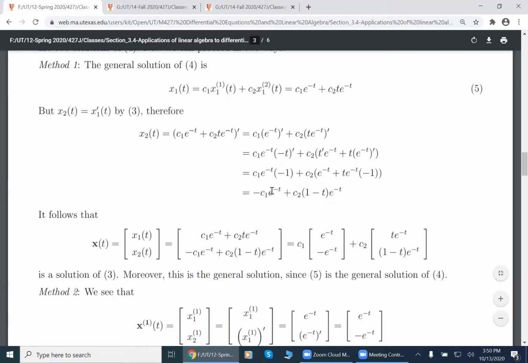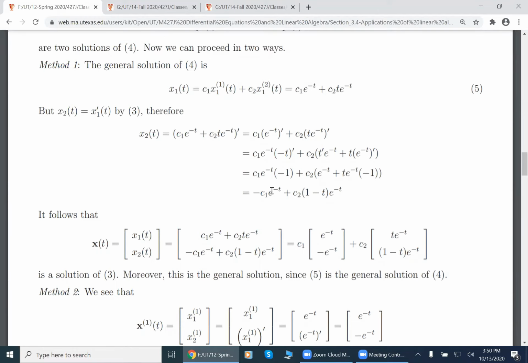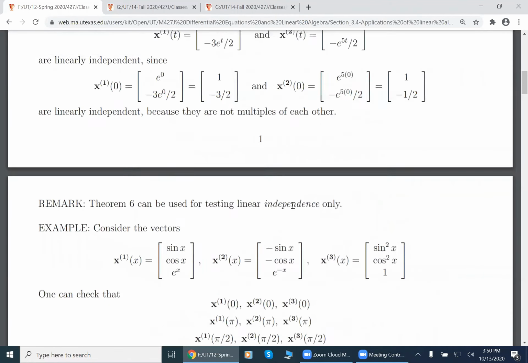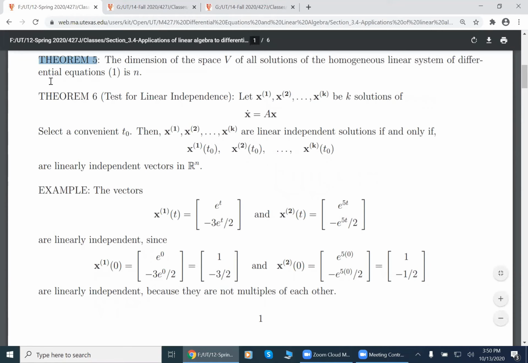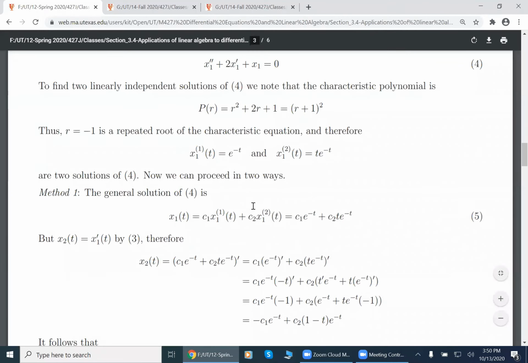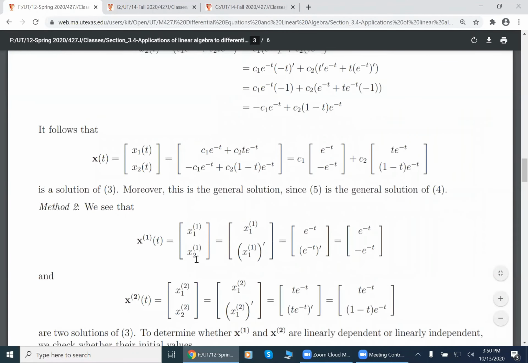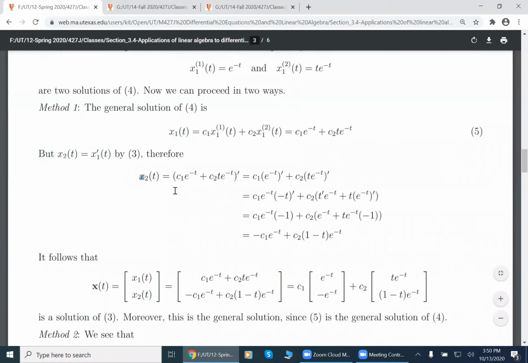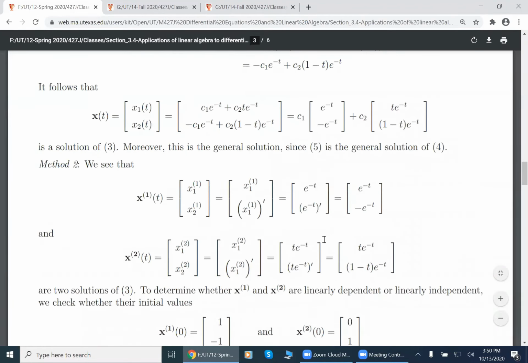However, it turns out that the combination of theorems 5 and 6, these two theorems, allows us to solve this system in a little bit different way. Take a look. These computations are not as heavy as these computations. Here's what we do in method 2.